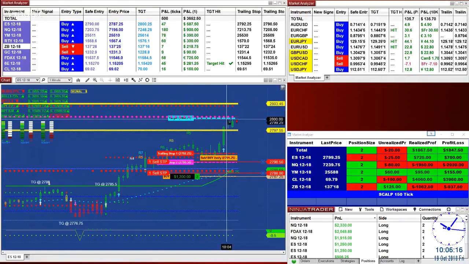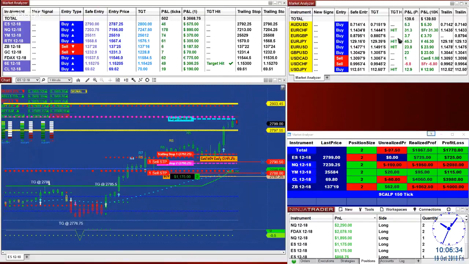And as you see right now, the ES hit exactly to the target, and we'll try to help you find your re-entry points and everything in there. The market analyzer is based on one contract and based on 1 minute only.